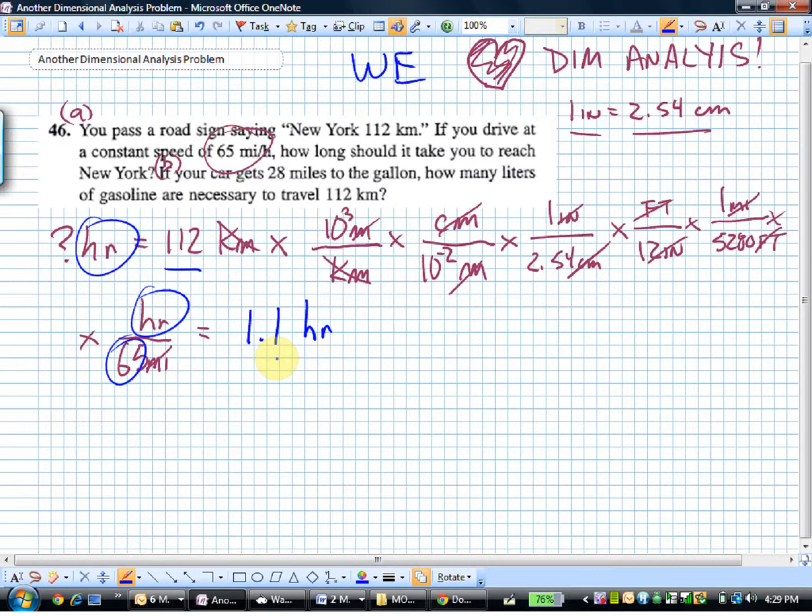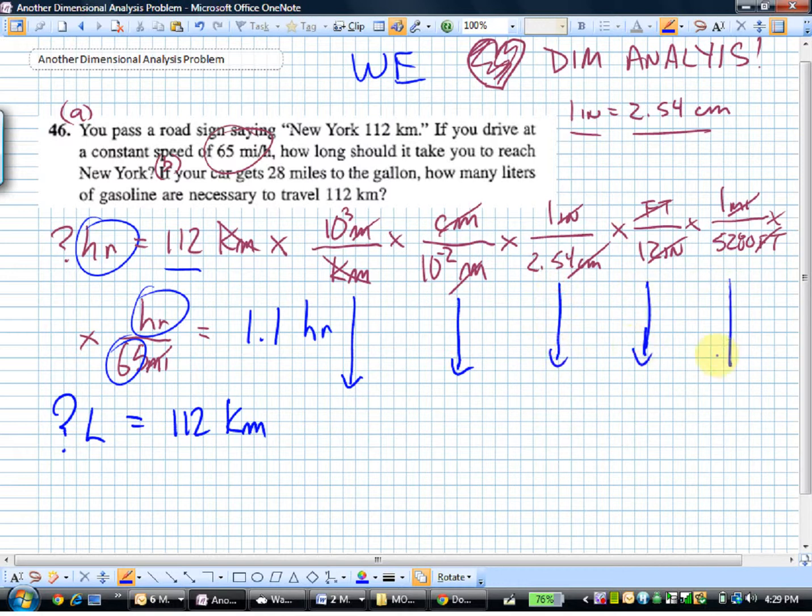The second part of the problem says, if your car gets 28 miles to the gallon, how many liters of gasoline are necessary to travel 112 kilometers? Okay, so how many liters? Come on, pen. There we go. How many liters do I need to go 112 kilometers? Boy, I'm really going to do the same thing here, here, here, here, and here. So I go through that.